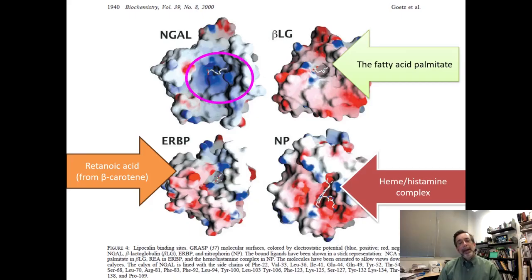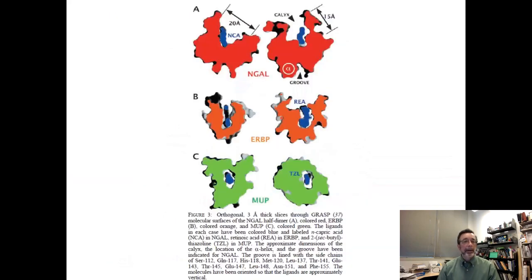And so they said, we know that it's a very different charge and shape. We don't think it binds any of these things, but we wonder what it might bind, and they modeled something and that ended up being completely wrong, so I'm not going to tell you about it at all.